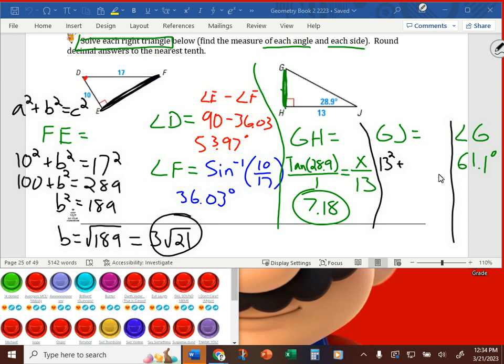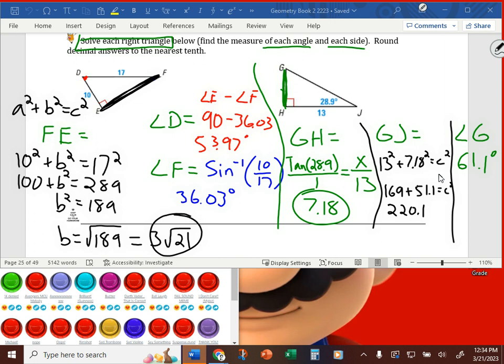Well, we have to be able to use B or C. You can't have two variables. 7.18 squared, and then equals c squared. Good. Okay. 13 squared is 169. 7.18 squared is going to be about 52-ish? 51.1. And that equals c squared. So that gives us 220.1.